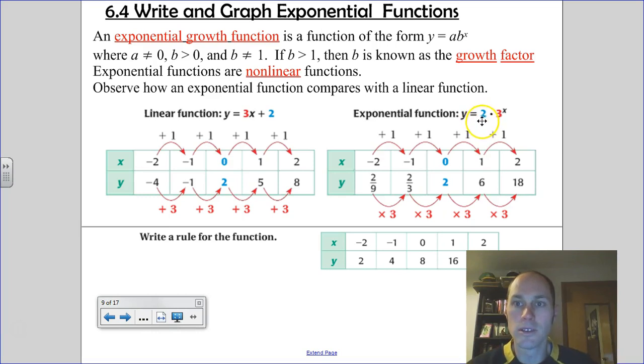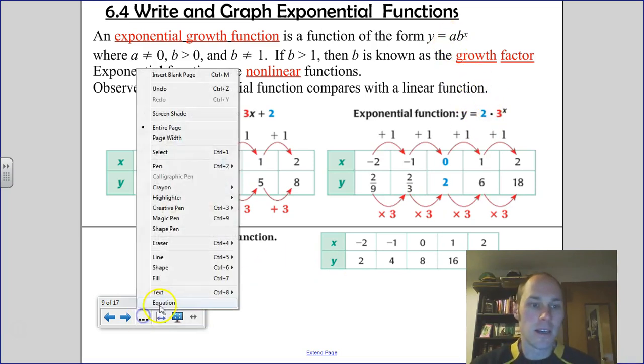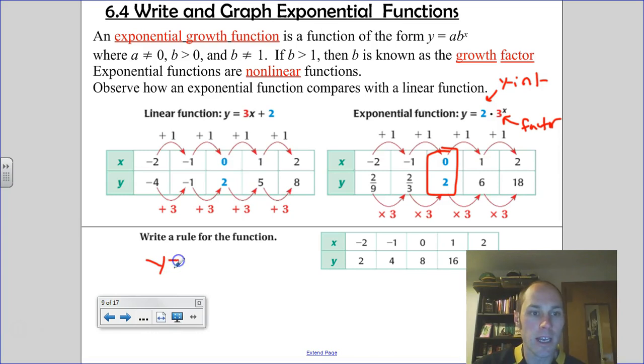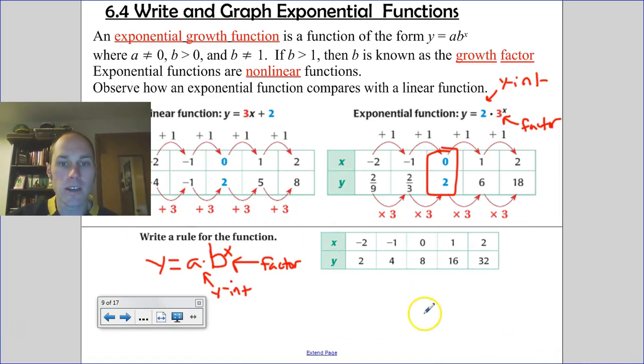And notice this blue, the 2, the a, that is our y-intercept. Here's where it crosses our y-axis. And 3 is our growth factor. That would be the b. So y equals a times b to the x is our equation, where a is our y-intercept and b is the factor. Whether it's a growth factor or decay factor, it's what we multiply by as we go from one y to the next. So as we take a look at this equation, y equals, we need to find our intercept first.